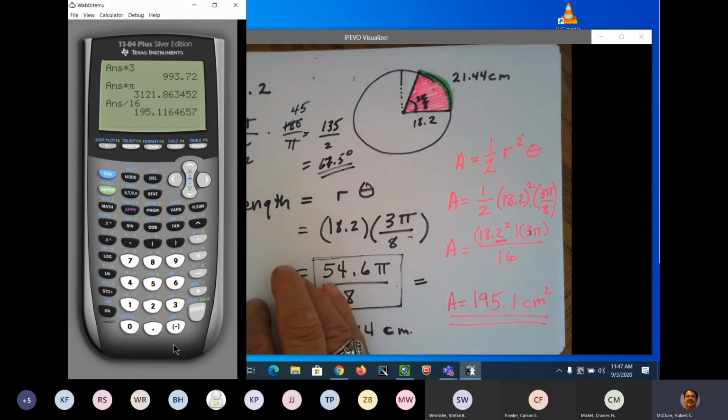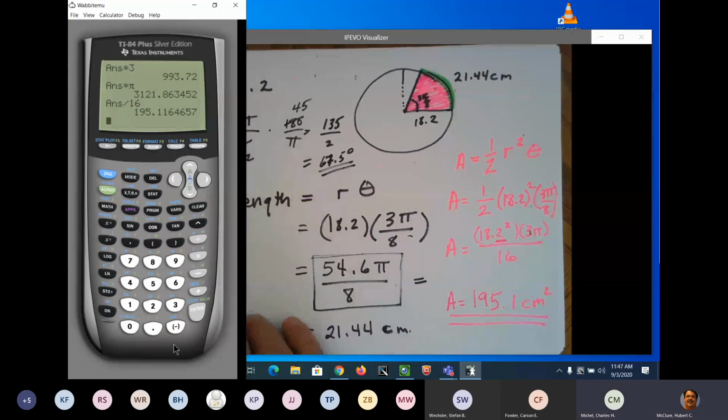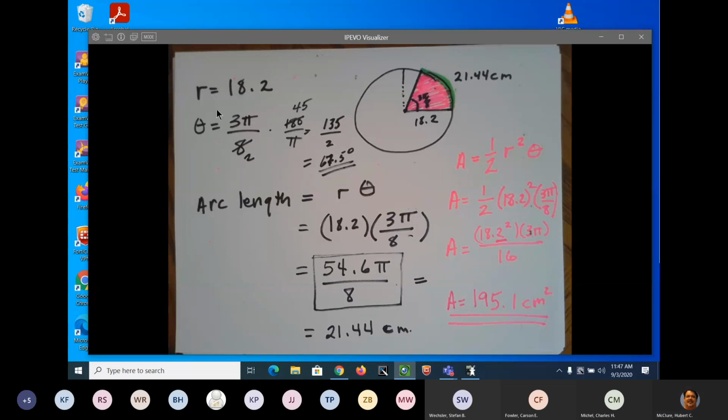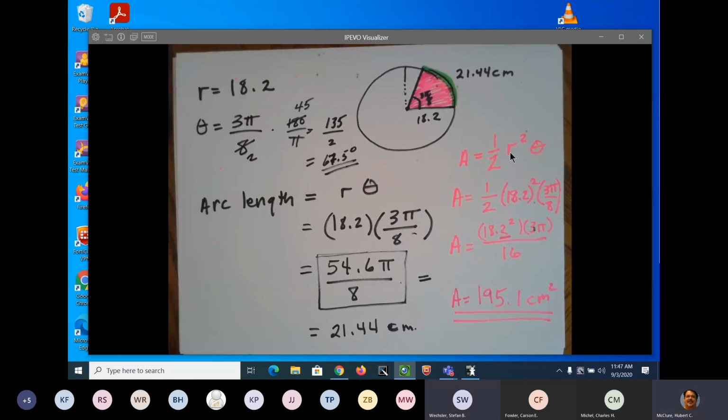Did you get it to 195.1? Did you get it to come out that way? I'm just trying to see how you got the area equals 18.2 squared times 3 pi over 16. I'm wondering how you got to that step. Well, here's the 18.2. So that goes right there. And then the theta is 3 pi over 8. Goes right there. And then 2 times 8 is what? 16. And then what's left is 18.2 squared over 3 times 3 pi.